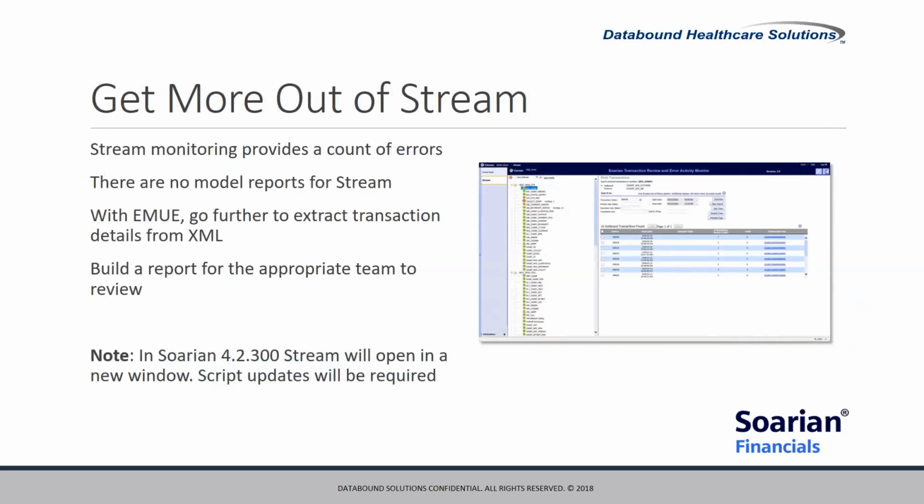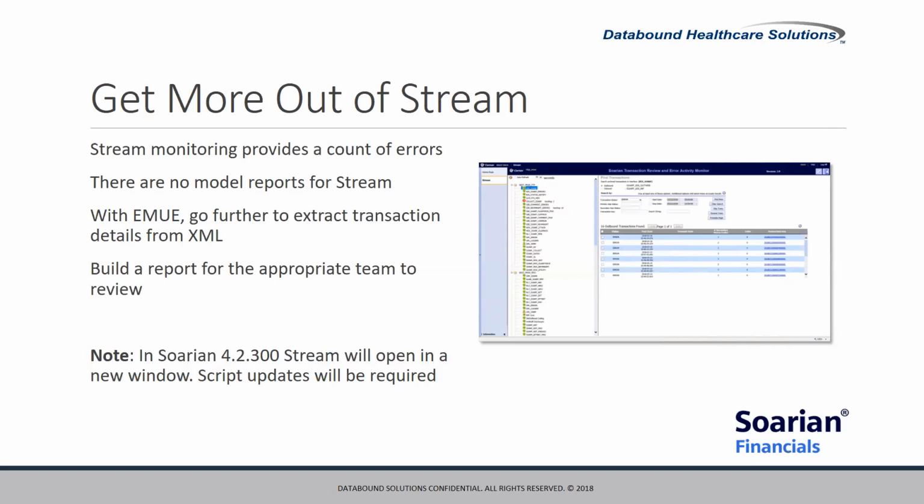So the previous thing I just talked about was just scanning these interfaces and giving you an error count. Obviously, you can do a little more with Stream, and I don't know if everybody is aware of. Sometimes it's very difficult to navigate some of these trees on the left-hand side of the screen that you see over here. But EMUE can do that. It can actually go into Stream, open up the transactions, read the XML, extract information out of that.